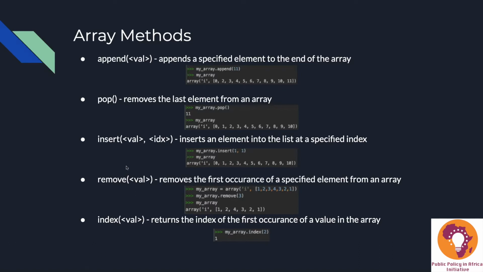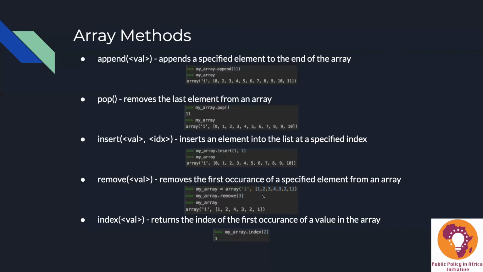Cool. And then for remove, if we want to remove a specific value from the array, we don't just want to pop the last element from the array, we can use the remove method. And the remove method requires a single parameter, and it's the value that we want to remove. So it removes the first occurrence of a specified element from an array. An important thing to note here is that it's just the first occurrence. So what I am showing here is that I created an array with the values 1, 2, 3, 4, 3, 2, 1. And remember, arrays keep their order.